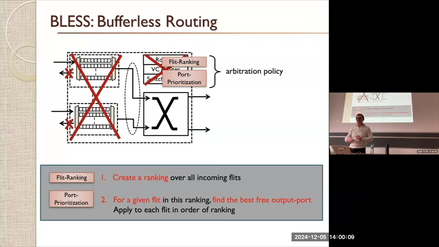Okay, so here essentially what we do is we replace the buffering and all of the buffer arbitration, virtual channels, etc., with flit ranking and port prioritization. We create a ranking over all incoming flits to the router. And for a given flit in this ranking, we find the best free output port, and this applies to each flit in order of ranking. Essentially, that's the router's job now. So a router does only these two things.